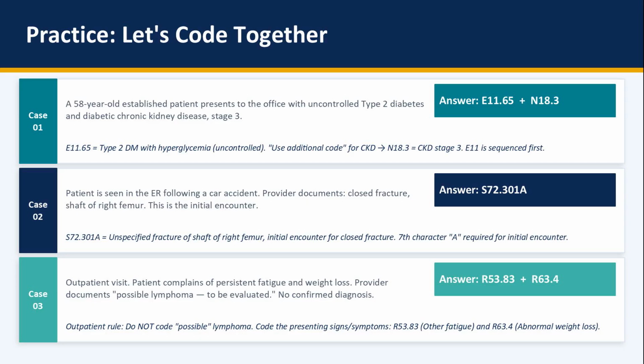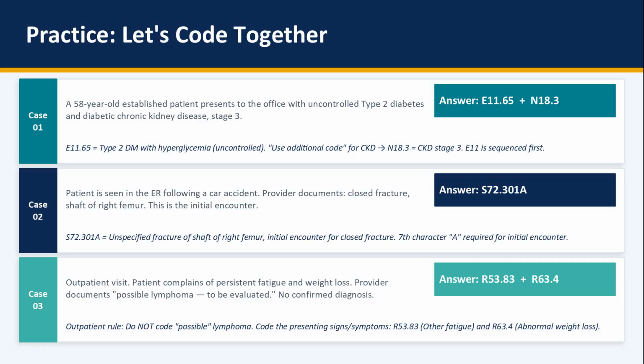Case 2. Patient in the ER after a car accident. Closed fracture of the shaft of the right femur. Initial encounter. Index. Fracture, femur, shaft, right. Points to S72.301. Now in the tabular, we need a 7th character. A for initial encounter for closed fracture. Final code, S72.301A.